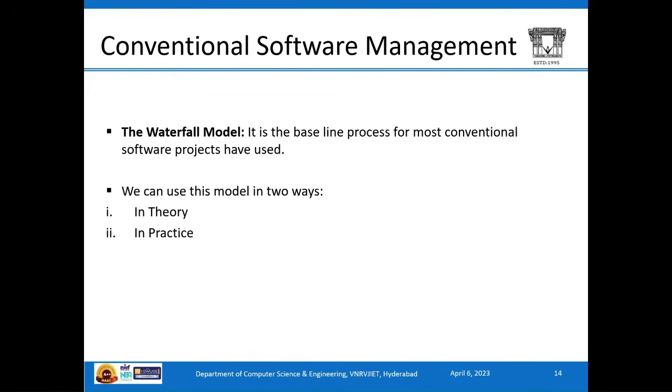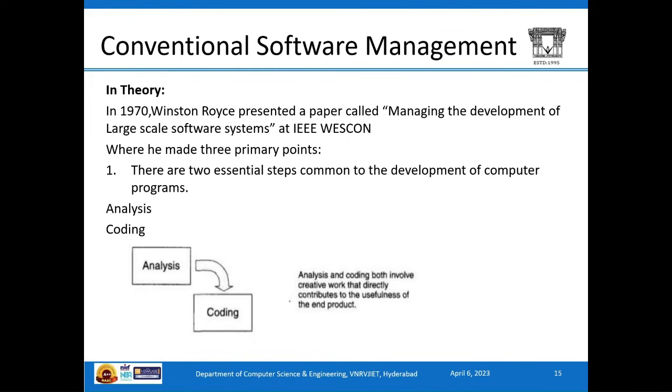The main conventional process model which is used for the development of the project is the waterfall model. This is the baseline for all the conventional software projects, and we will now understand this waterfall model in two ways, in theory and in practice. In theory, Winston Royce presented a paper in 1970 called Managing the Development of Large-Scale Software Systems, and this paper contains three main points.